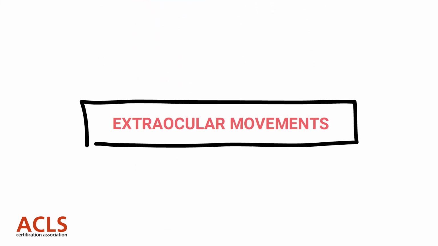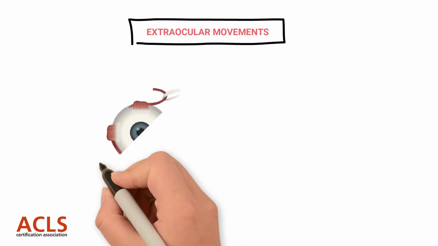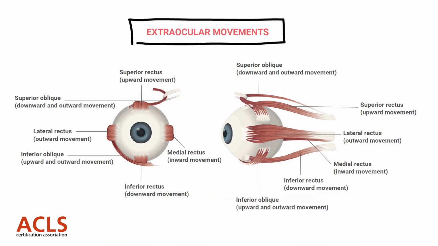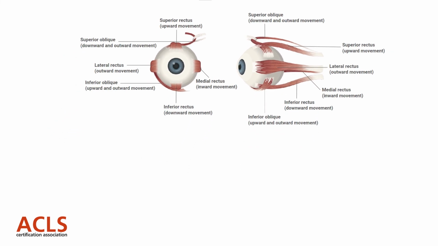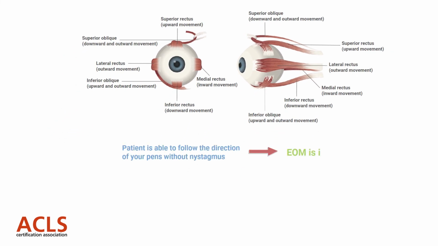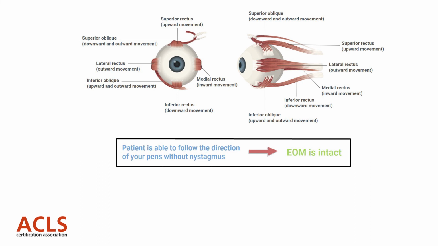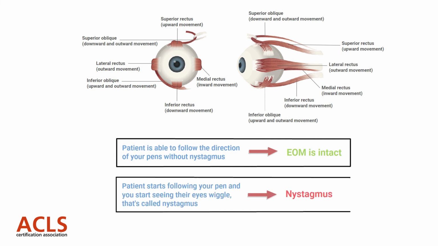Next, we're moving down to EOMs, or extraocular movements. Now this is the 6 cardinal fields of gaze, to where you have your patient follow your pen through the 6 cardinal fields of gaze, all right? And if they are able to do that without nystagmus, then you're going to chart EOMs intact. But if they start following your pen and you start seeing their eyes wiggle like this, that's called nystagmus. That's a negative response, and you've got to make note of that.